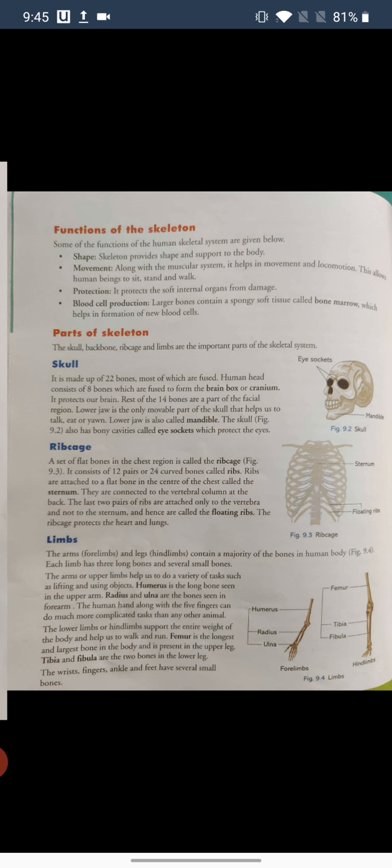So which bones? Femur, tibia, fibula. These 3 bones are present in the hind limbs, and humerus, radius, ulna are present in the forelimbs. And the wrist, fingers, ankle and feet have several small bones. Okay, so we are studying the parts of the skeleton system. First we studied the skull, then the rib cage, then the limbs, and now we are going to study the backbone.